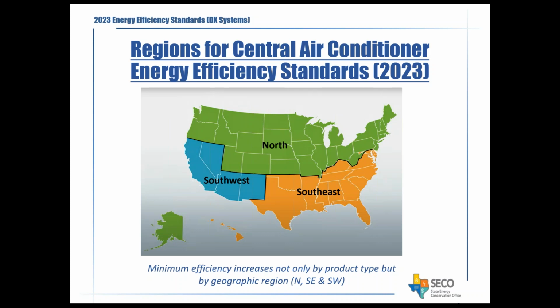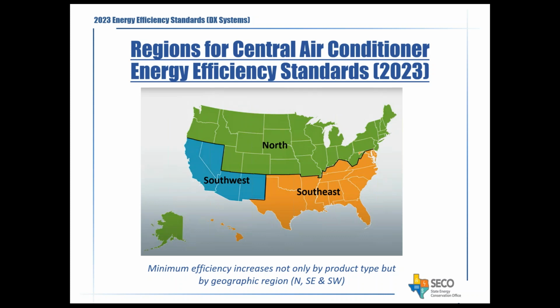So the 2023 changes are primarily divided into 3 categories over here. North, southeast, and southwest, basically. So minimum efficiency increases not only by product type, but by geographic region. Just wanted to point out that this is probably one of the first times in which there is a distinction made between the north, southeast, and southwest. They are slightly different efficiency standards.